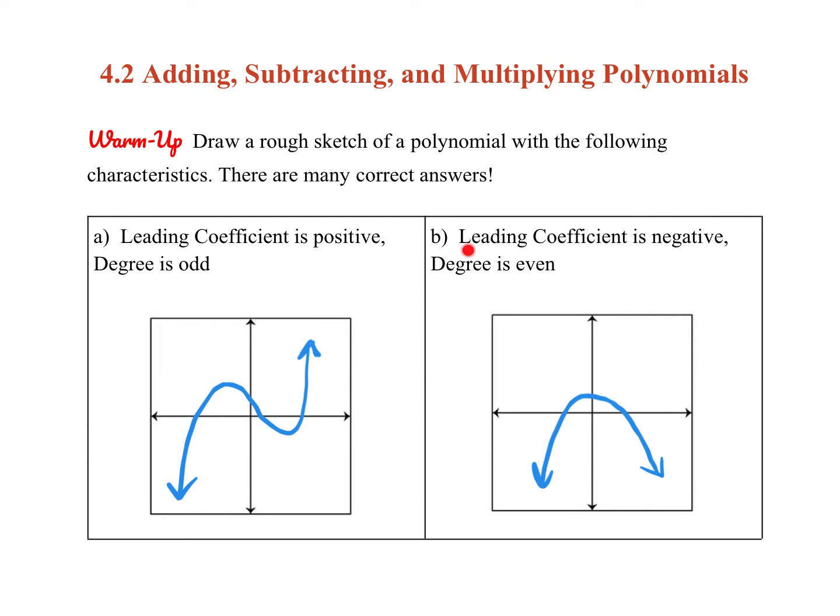Same for part B. The leading coefficient is negative, so the right side has to go down, and since the degree is even, the left side has to match. So as long as both sides are pointing down, also make sure you don't have any sharp points, because that would be an absolute value graph, not a polynomial graph. So your graph should either be a straight line or curved.